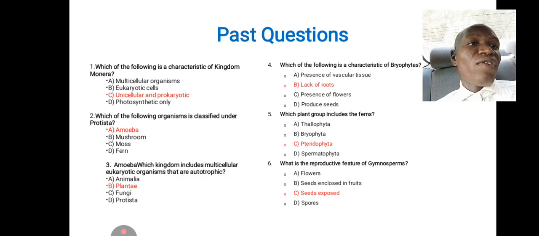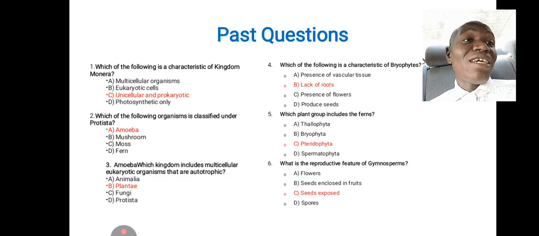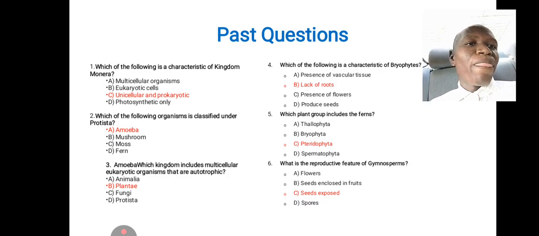Under thallophytes, we said one of their major characteristics is that they are just simple plants. They don't have vascular tissues. I cannot repeat my explanation again. Please, if you didn't get it, go back and listen to it. So they lack roots.